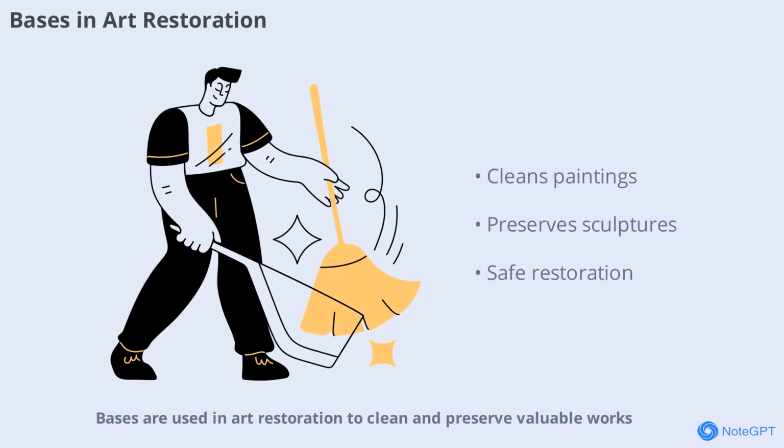Bases are used in art restoration to clean and preserve valuable works. Mild bases can remove acidic residues from paintings and sculptures without damaging the original material. This careful use of chemistry helps museums and collectors keep art looking beautiful for generations to come.